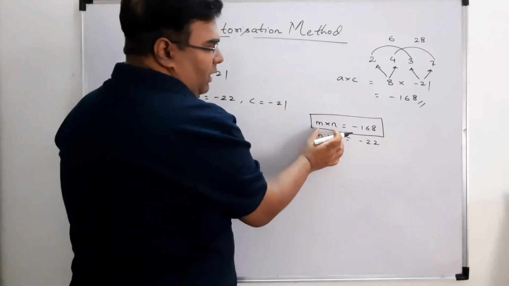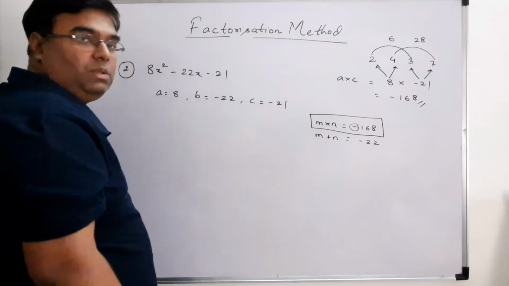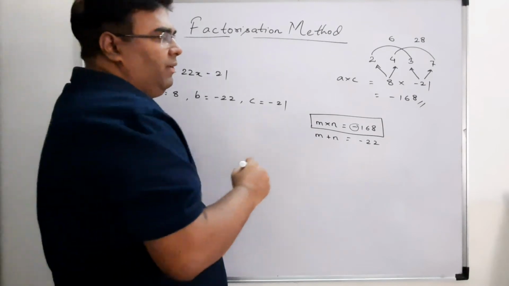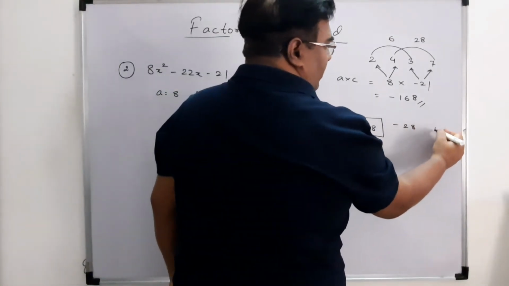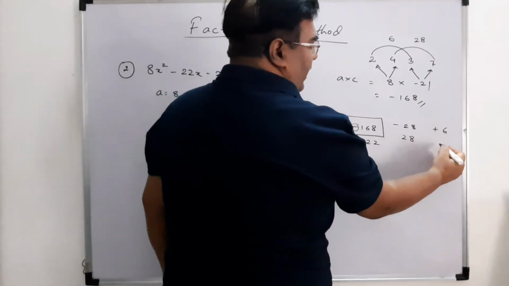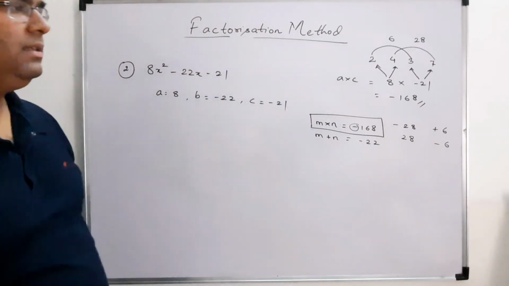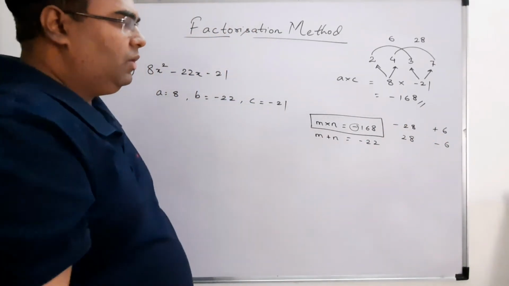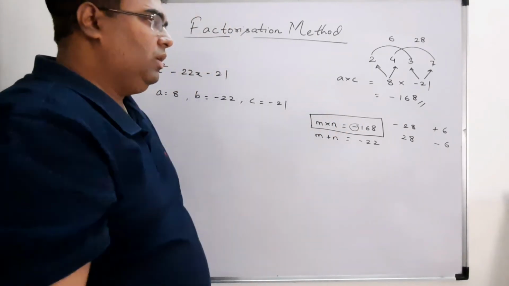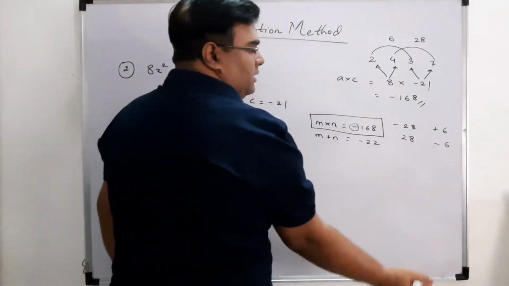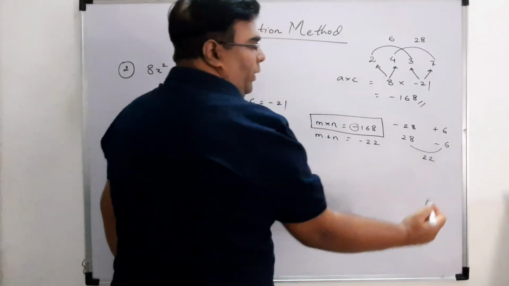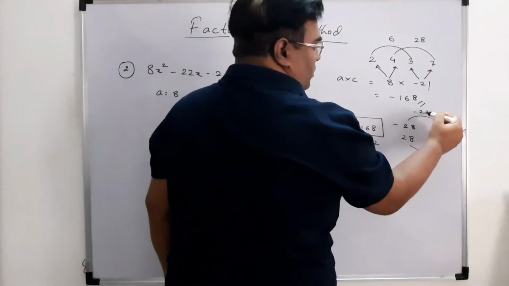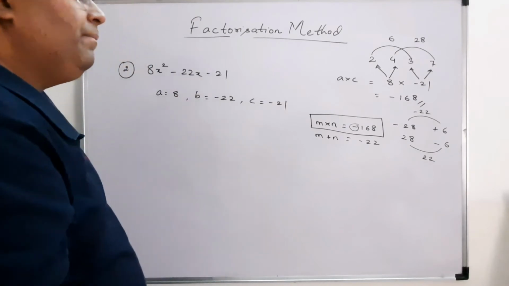Now if you multiply these two, you will get a negative number. It means one number should be negative and one number should be positive. So either we can have −28 and +6, or 28 and −6. Correct? Now if you add these two numbers, m plus n, what do you want? You want −22. If you add 28 and −6, you will get 22, but we need a negative 22. So we will have to use −28 and +6.